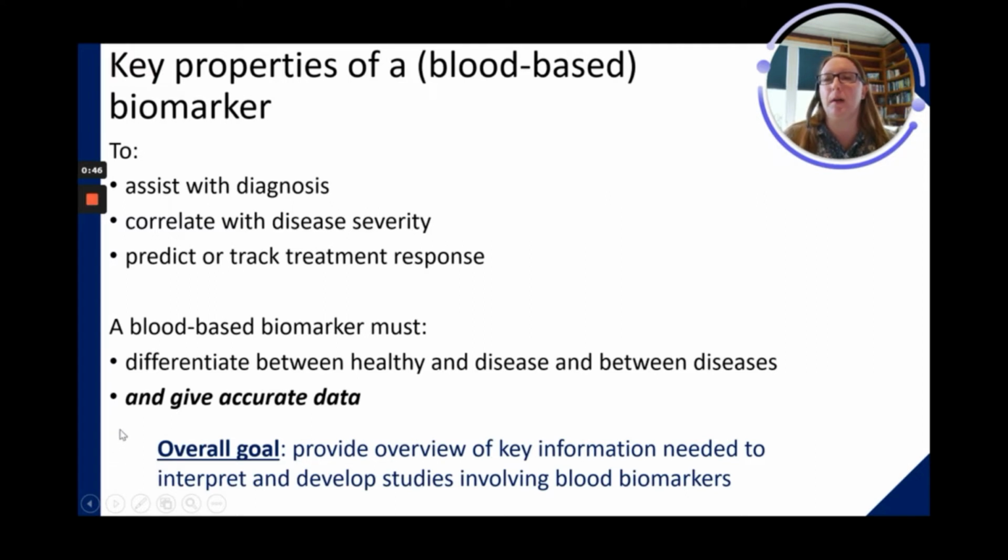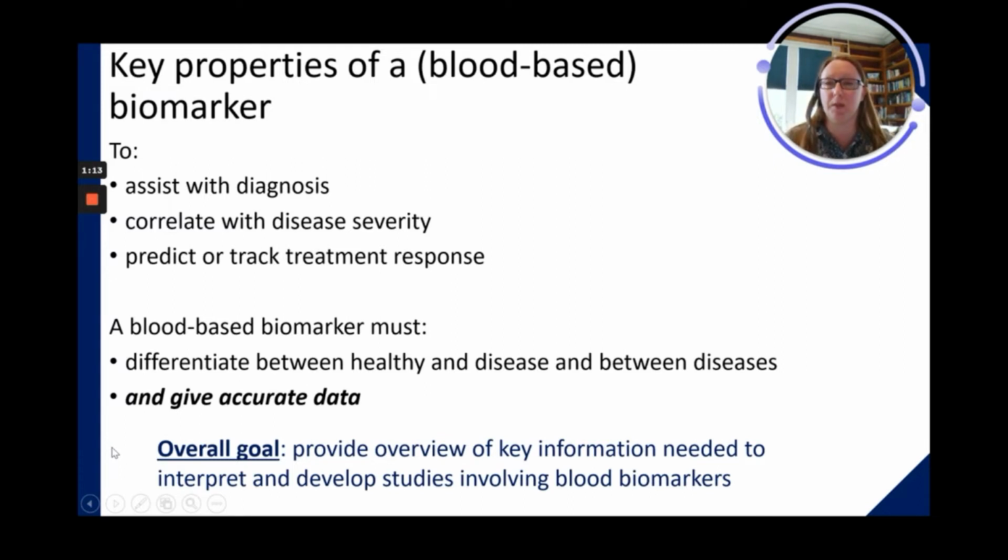A blood biomarker must differentiate between healthy and disease and between diseases. And in order to achieve any of these things, the biomarker must give us accurate data. That's absolutely crucial. So the overall goal of today's presentation is to provide an overview of some key information needed to interpret and develop studies involving blood biomarkers.